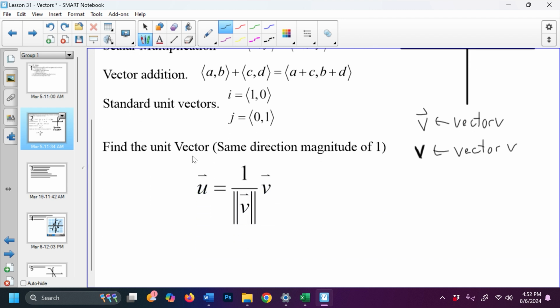To find the unit vector, and a unit vector has the same direction as the original vector but a magnitude of 1, the unit vector is equal to 1 divided by the magnitude of the initial vector, times that initial vector. So this becomes a scalar times that vector.